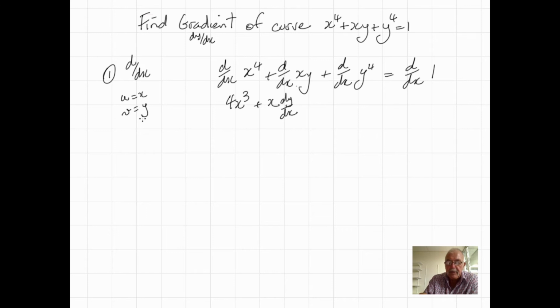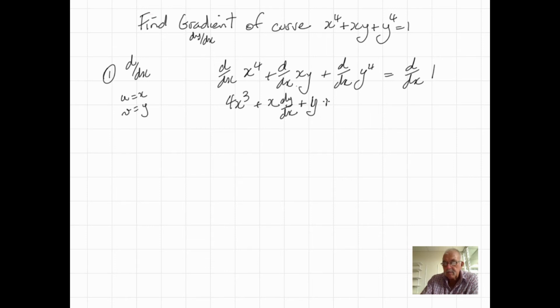So that's u v dash plus u dash v. u dash is equal to 1 and v is just equal to y. So 1 times y is y. So the derivative with respect to x of xy is x, that's u v dash, so that's x dy/dx, plus u dash, which is 1 times y.